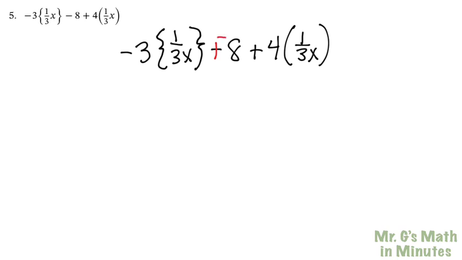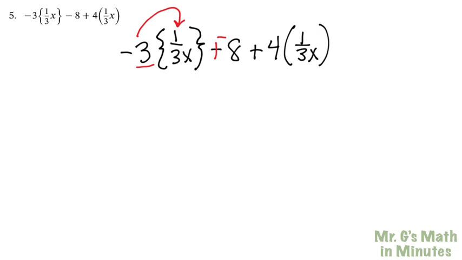Now the next step is to look at my parentheses and grouping symbols. I have a brace and a parentheses. Both of them have 1/3 x. There's no math for me to do in there. I can't combine anything, so I have to look at the outside number. So I'm looking at this negative 3. I'm going to go ahead and distribute that. And I'm not going to do any simplifying. I'm just going to go ahead and multiply.